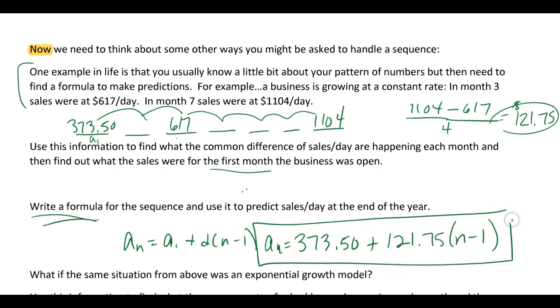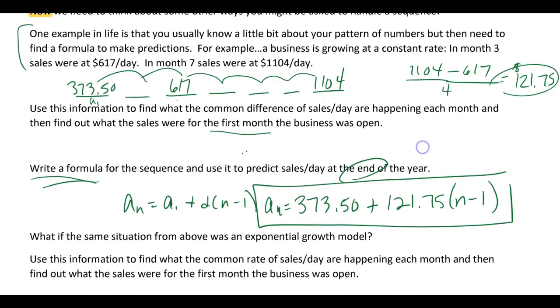I can use this to make predictions for any month of the year. This did say the end of the year, though, so how many months in a year? 12. So if you want to plug in a 12 right there, you can crank that out and get your final number for what's happening at the end of the year.